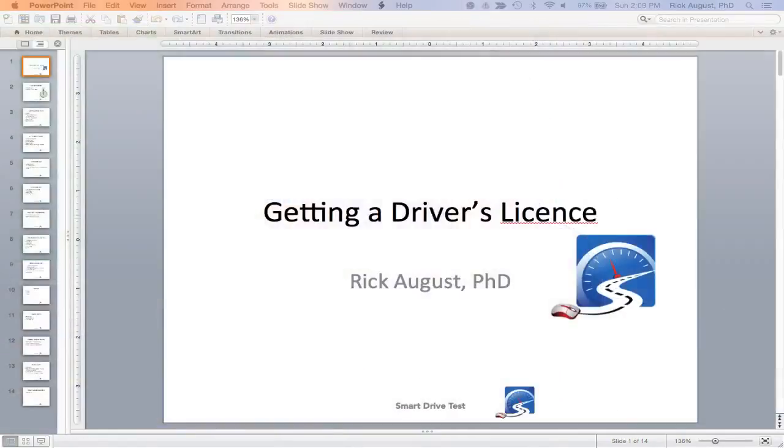Now, getting into the presentation here on how to get a driver's license. I am Rick August, the chief driving instructor with Smart Drive Test.